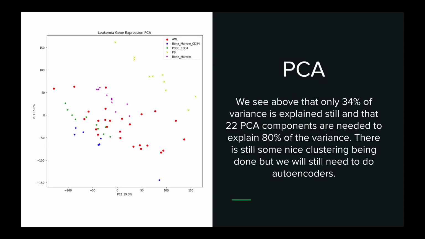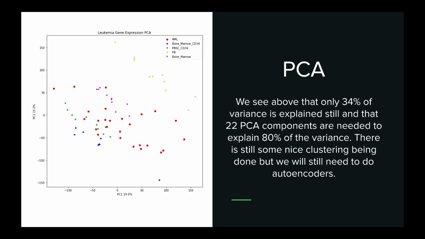Next, we have the PCA plot. This is the plot that actually has all of the subclasses on it. We see that all the normal tissue is nicely clustered together, and so is the cancer tissue, although the cancer tissue itself, the AML, which is the red dots, is spread out a little bit more throughout the plot.